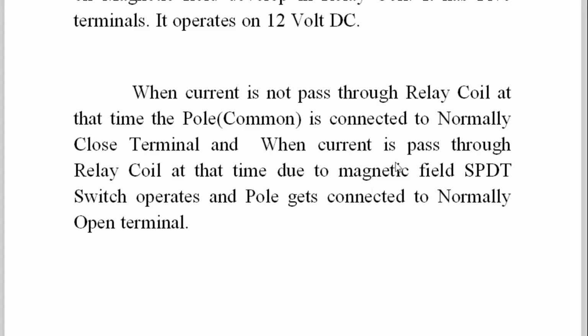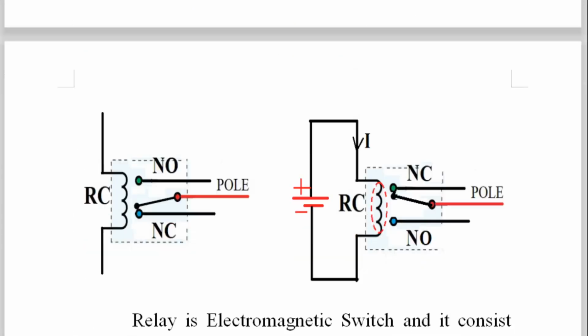So we have made the connection, and when the current is passed through the relay coil, at that time, due to the magnetic field, the single pole double throw switch operates, and the pole gets connected to the normally open terminal. Therefore the normally open terminal becomes closed, and the normally closed one which was there becomes open. And this will happen if and only if the relay coil gets magnetized, meaning current passes through the relay coil. Otherwise it remains in normally closed condition only, meaning the pole gets connected to the NC. And this is the simple operation.